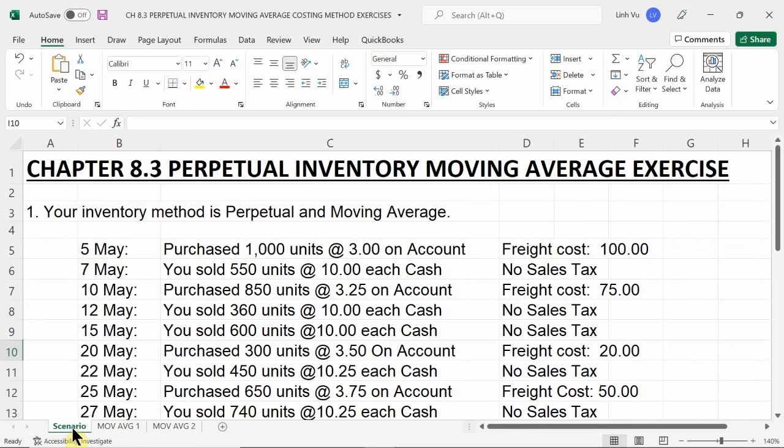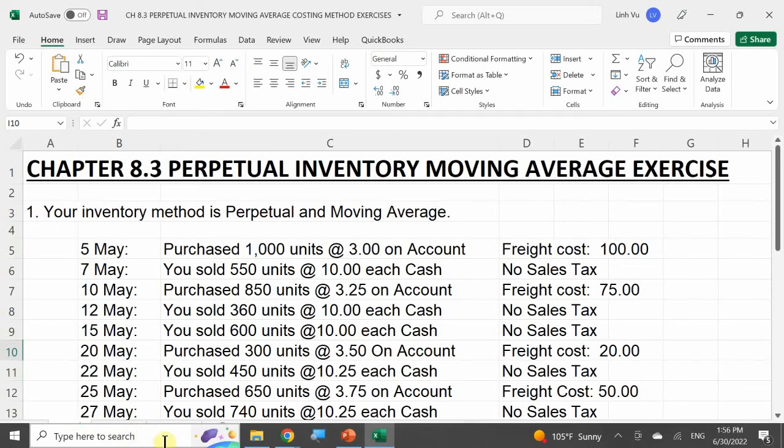Number 1, your inventory method is perpetual, and it is moving average. So again, on May 5th, we end up purchasing 1,000 units at $3 each on account with the freight cost of $100. Okay?